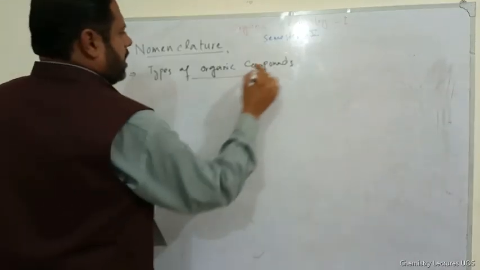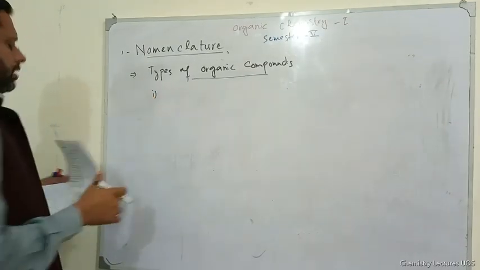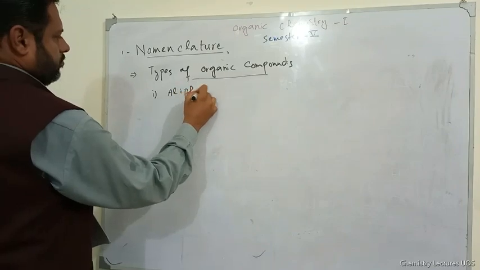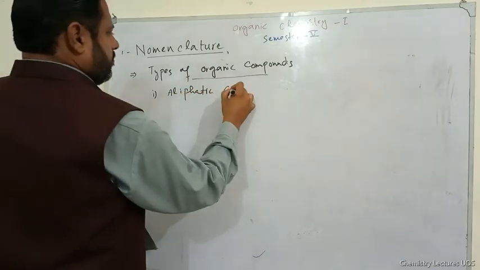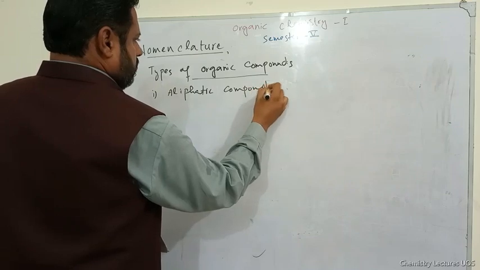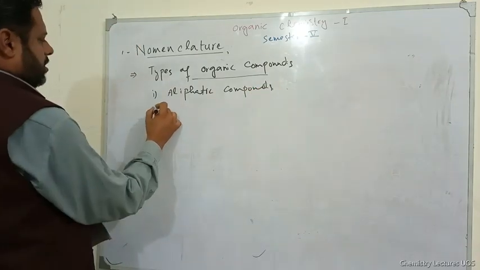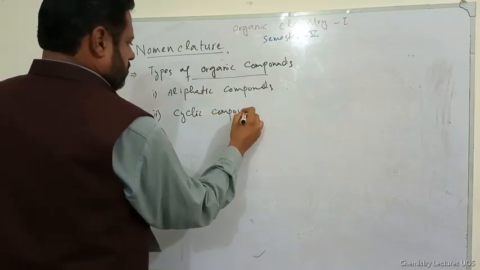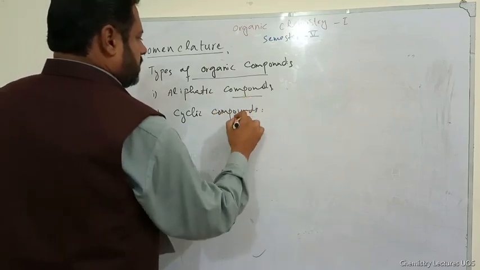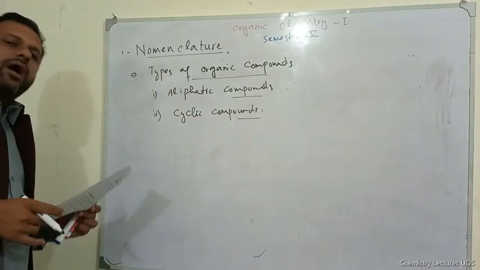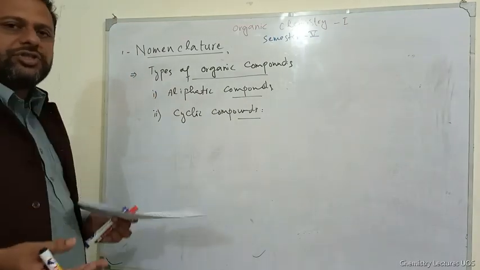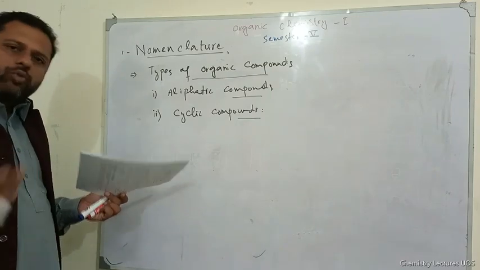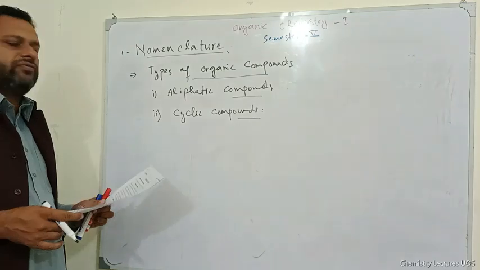All the organic compounds are divided mainly into 2 main types. One is called aliphatic compounds, and the second type is called cyclic compounds. I think you can understand what aliphatic compounds are. All those organic compounds which are straight chain, which are not in the form of a cycle, are called aliphatic compounds. All the open chain organic compounds are called aliphatic compounds.